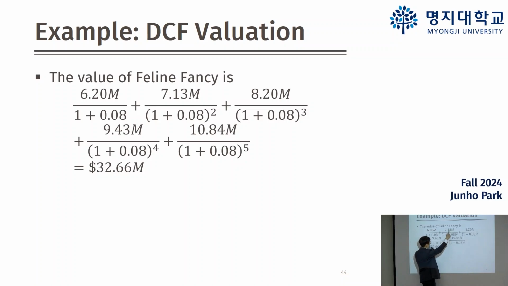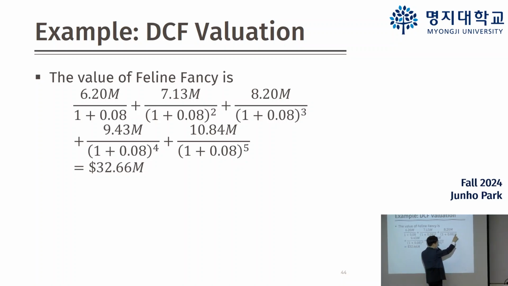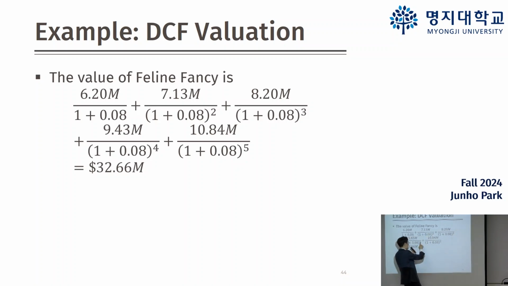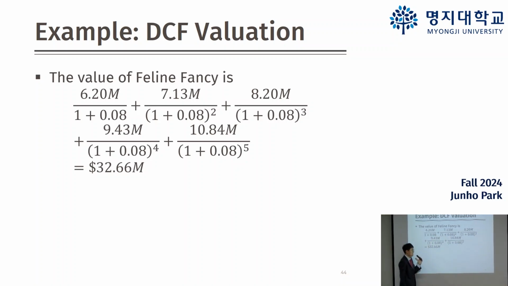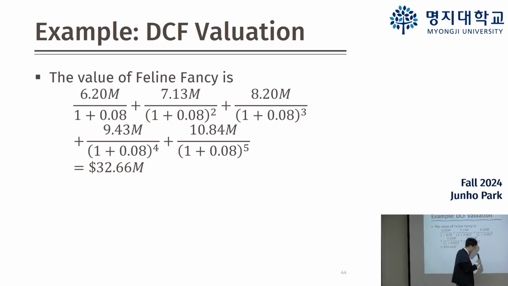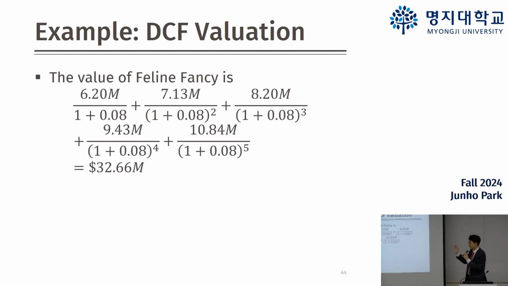And the second free cash flow is discounted again with the same number but with the power of 2. And the third one has the power of 3, power of 4, and power of 5. And then we get the value of Fallin Fancy as approximately $32 million. And that will be the end for this example.